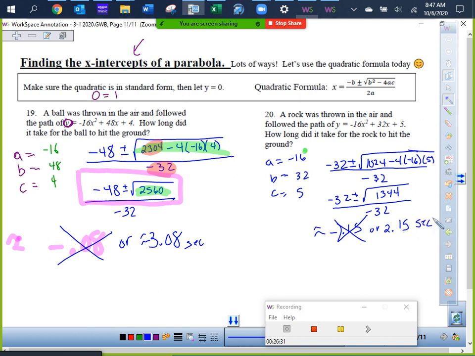Quadratic formula. There's not very many homework problems, so please practice it well, and then we'll do more ways to solve a quadratic next time.